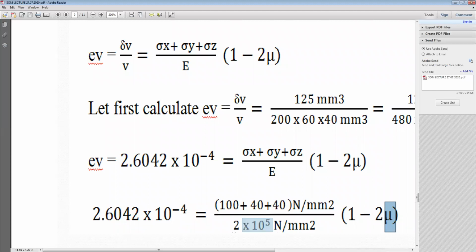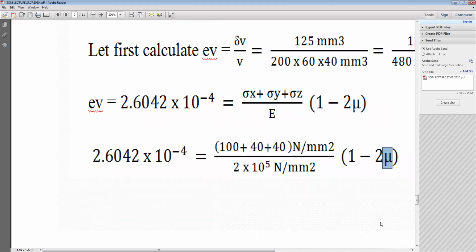This is the denominator. 2 into 10 to 5 is the denominator of the right side of that equation, and it goes as a numerator to the left side of that equation. And this 100 plus 40 plus 40 means 180. This quantity is the numerator of the right side of that equation, and it goes as a denominator to the left part of this equation. You can carry out mu exactly. So what is mu? Please try to calculate by using your calculators. Let us go one by one. Okay.